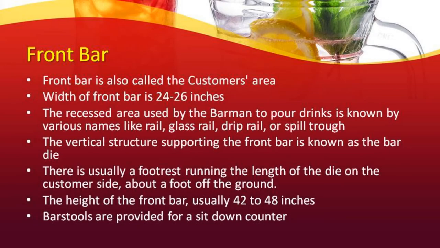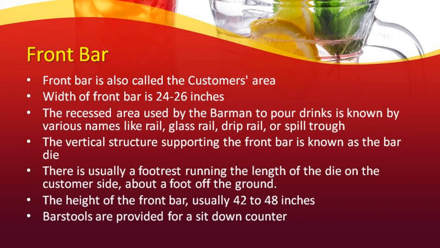Customers order their drinks, and these drinks are served at the front bar. Thus, front bar is also called the customer's area. It is typically 16 to 18 inches wide with an alcohol proof and waterproof top surface, usually made of laminated plastic, and often a padded armrest runs along the front edge. It is usually 13 inches wide. Thus, the total width of the front bar is 24 to 26 inches.